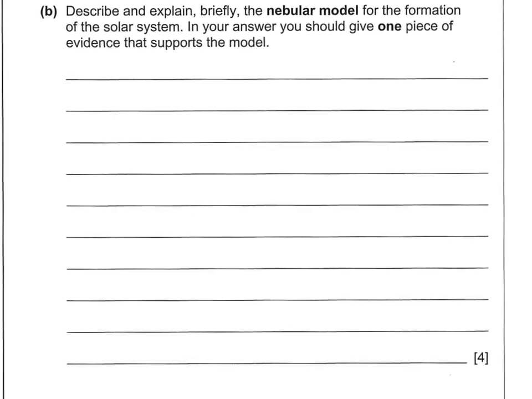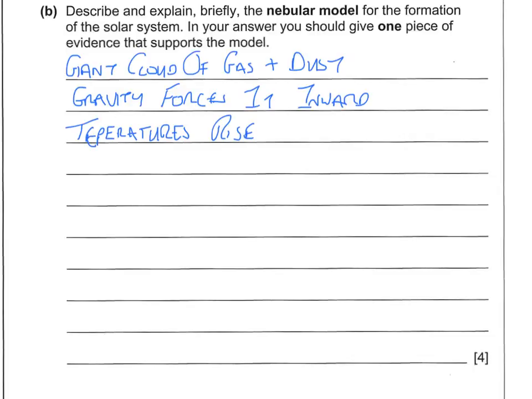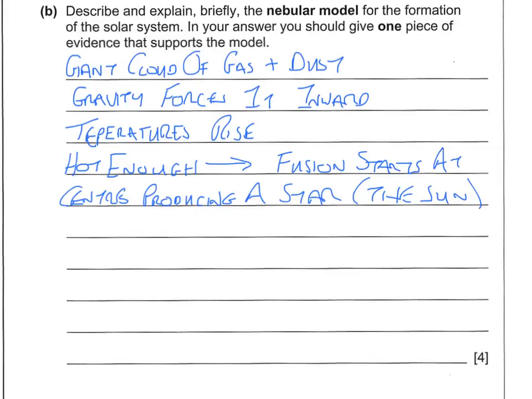Describe and explain briefly the nebular model for the formation of the solar system. In your answer, you should give one piece of evidence that supports the model. So we have a giant cloud of gas and dust that is then contracted in, forced inward by gravity. That causes temperatures to rise. When it gets hot enough, we get some nuclear fusion at the center, and that will produce a new star, which in our case is the Sun.